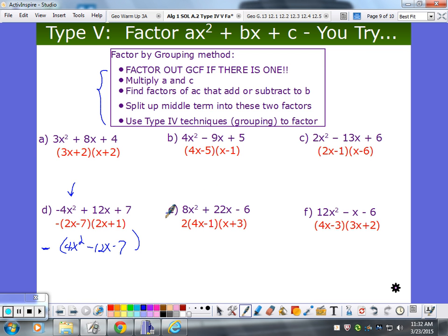Is it check 1 on type 4? 4 times 5, so 20 to negative 9. Where did 20 come from, Matthew? 4 times 5. Two numbers multiply to 20, but add to negative 9. 5 and 4. So I'm going to split this guy up.